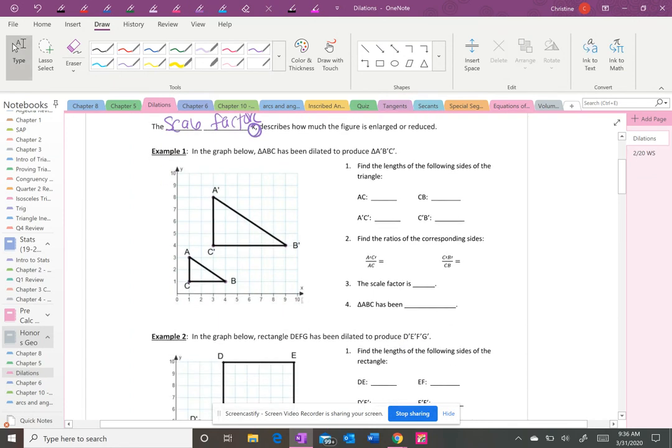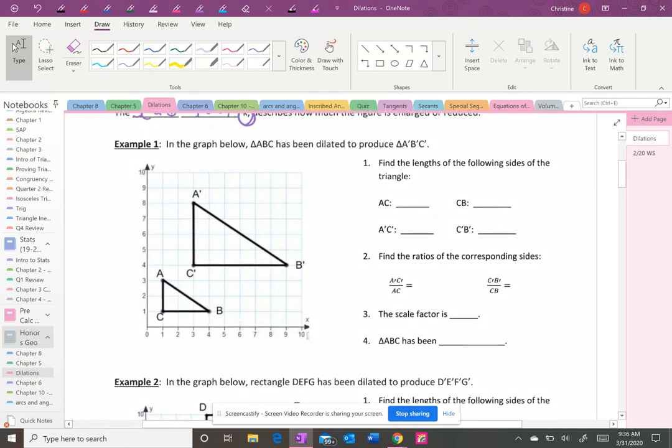So this first wants you to find the lengths of these segments. Since they're on the coordinate plane, you can just count. Remember, A is your first coordinate, and once you hit this little apostrophe, that's your A prime, so that's your new coordinate. So the original length of AC, if we just count, is 2. The original length of CB, if we count, is 3.